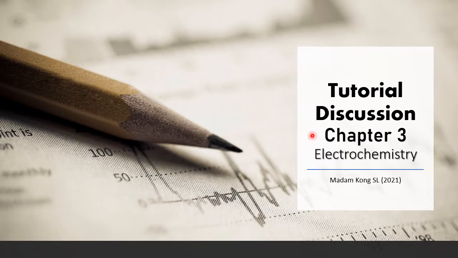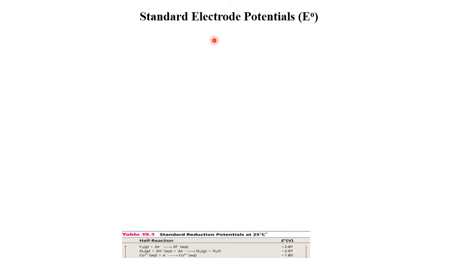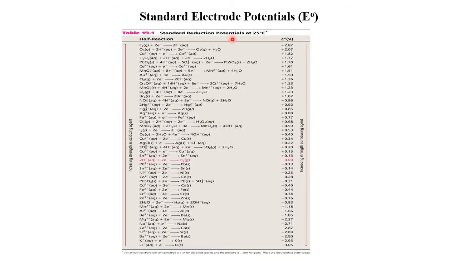Hi all, this video is going to discuss tutorial discussion, Chapter 3, Electrochemistry, question 1 to question number 8. First of all, we must know how to refer to the standard electrode potential, E° cell, or the standard reduction potential list. Based on here, all are the half reactions of the cell, and all undergo reduction. That's why we call it standard reduction potential.